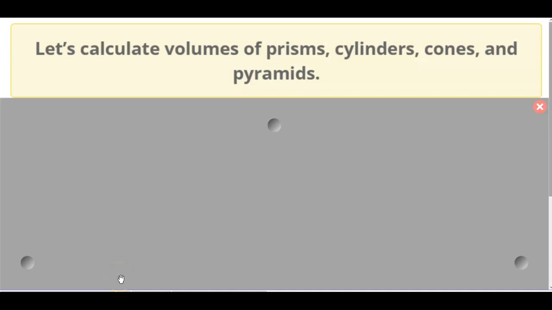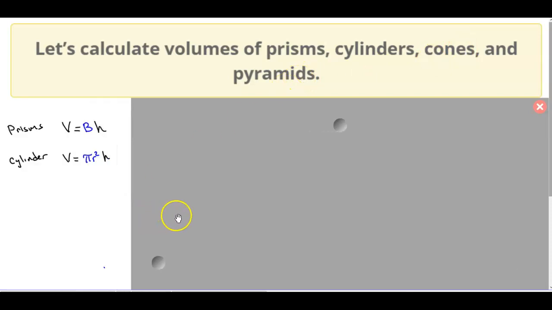Good morning, everyone. Today we're going to be looking at Unit 5, Lesson 15, and our job will be to really review the volume of prisms, cylinders, cones, and pyramids. So let's do a quick recap. We started with volume of prisms, and that was just the area of the base times the height. That's why we use capital B. And then we looked at cylinders.